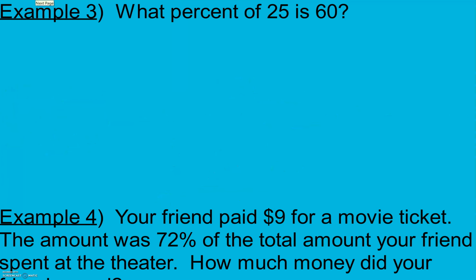In example 3, we want to know what percent of 25 is 60. So "what percent" means we are looking for that percent. "Of" means times 25. "Is" means equals 60. Of means times. Is means equals. So to solve here, our first step is to get rid of the 25 by dividing. It's being multiplied, so we get rid of that by dividing.